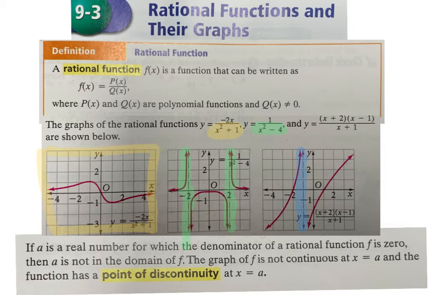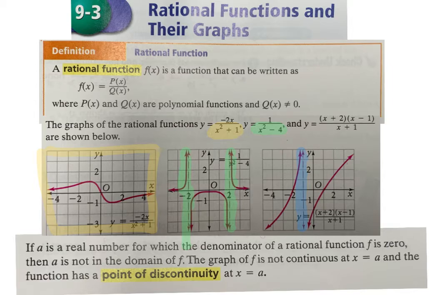The graph jumps over that, right? You'll notice that on the second and third one, the graph's going along, it goes over this line and then starts almost like a new graph here. Then it goes over this line and starts a new graph. Same thing here. That's one type of point of discontinuity. So if there is a point that makes your denominator zero, this graph is discontinuous at that point, and that point is called the point of discontinuity.